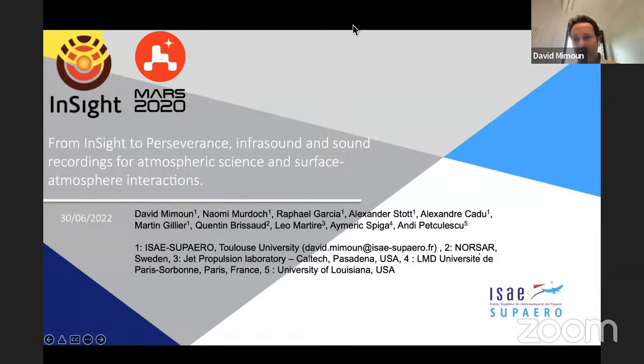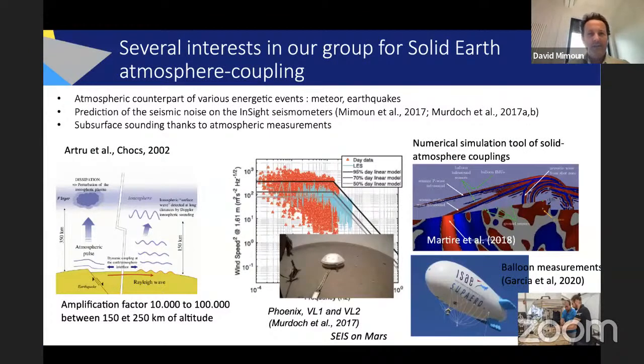Okay, this is a kind of follow-on of what Baptiste said. The idea here was to extend the sonic interest from infrasound to sound recordings for surface atmosphere considerations. In our group, there are several interests in solid Earth and atmosphere coupling, from the atmospheric counterpart of seismic activity to more detailed modeling of what happens in the ionosphere when an energetic event happens on Earth, on Mars, or on another planet.